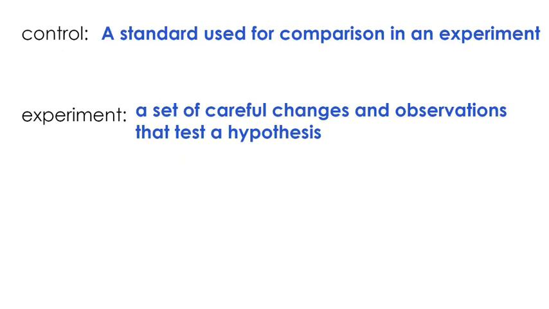Now, these next 2 words are important words for how we set up and design experiments. Every experiment should have a control, a standard that we can use to compare the changes that we're going to be making in our experiment, because all experiments involve a careful set of changes and observations that test a hypothesis or a theory.